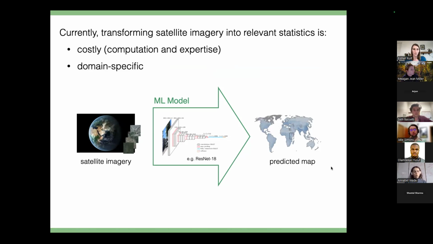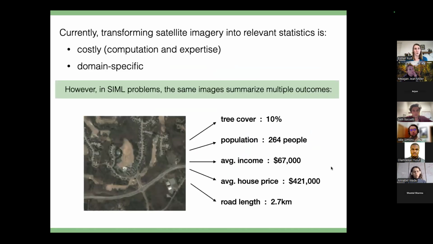Here you see a prediction of global population density. But when we step back and think about it, this one satellite image actually tells us about many different outcomes. It tells us about population density, but it also tells us something about tree cover in this area, about average income, about the road length. And it's the same underlying image that is carrying all of this information and context about this place.